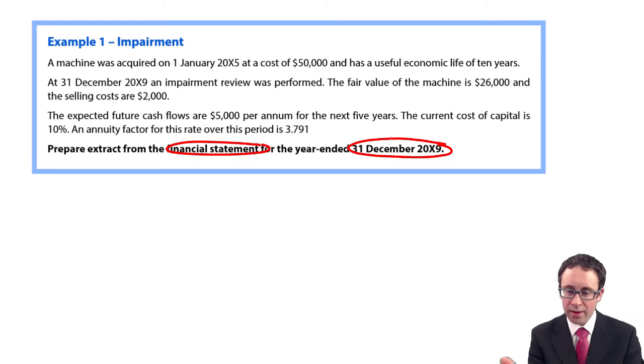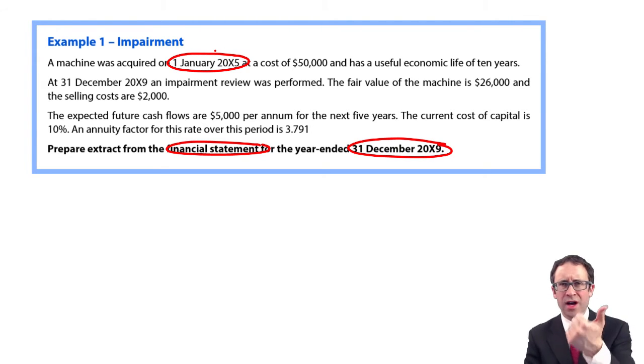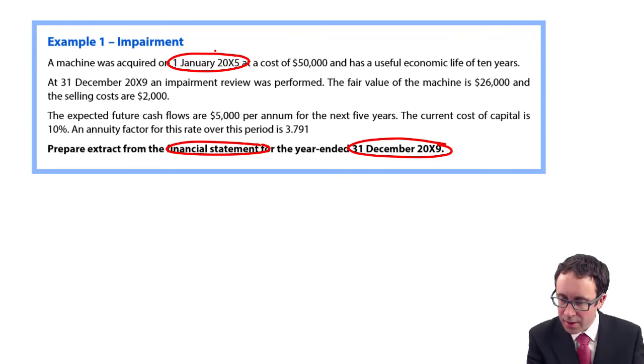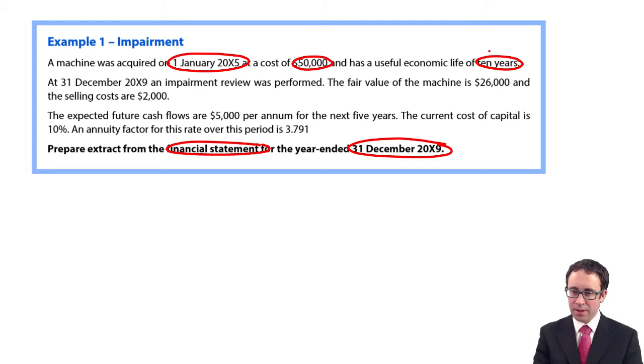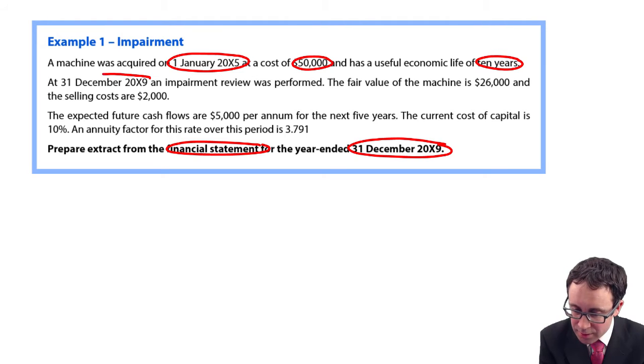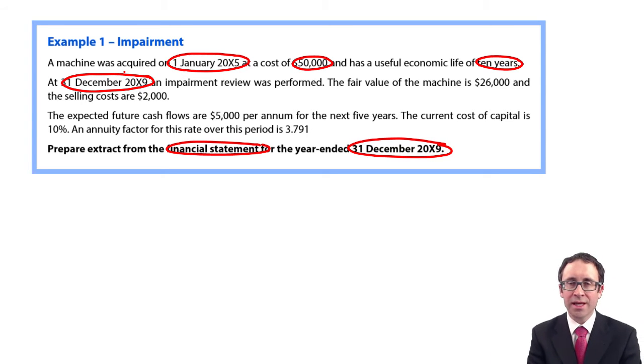Okay. We're told that the machine was acquired on the 1st of Jan X5. X5, X6, 7, 8, 9. So that's 5 years ago. It cost us 50,000 and has a life of 10 years. So we will be able to depreciate that asset down to its carrying value when this impairment review takes place. When does that impairment review take place? It's there at the 31st of December, and that coincides with the reporting date, doesn't it? So we have performed the impairment at the end of the year, presumably because there was some form of impairment indicator.